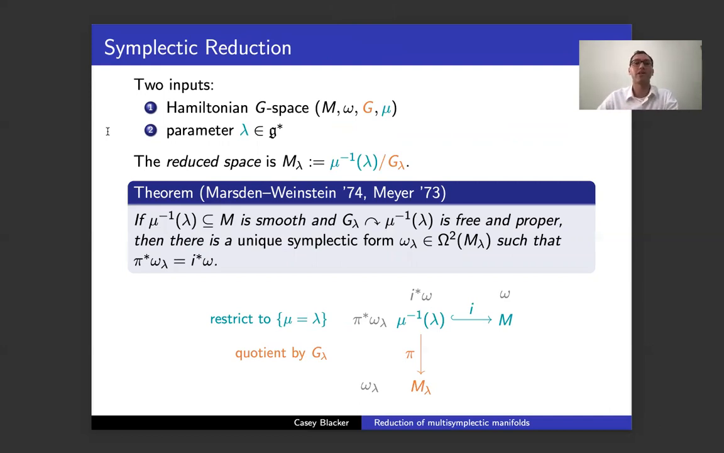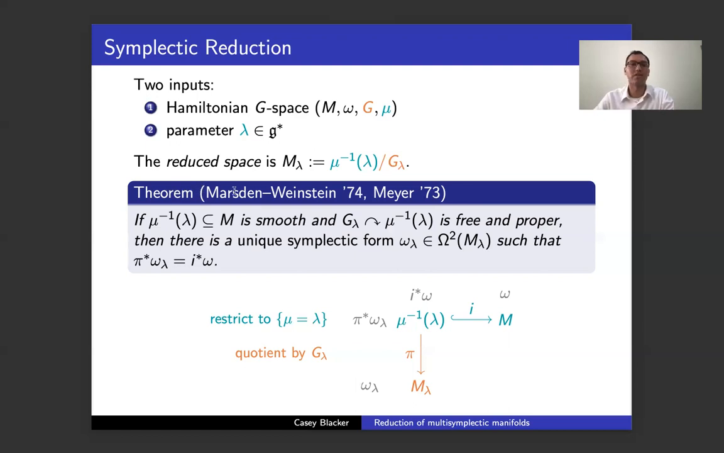So symplectic reduction takes two inputs. First, it takes a Hamiltonian G-space, that is a symplectic manifold with a Lie group action of G and an associated moment map mu. And then it also takes a parameter lambda in the dual Lie algebra of G. And so we define the reduced space M sub lambda, that's the reduction parameter there, to be the lambda level set quotiented by the lambda isotropy subgroup of G.